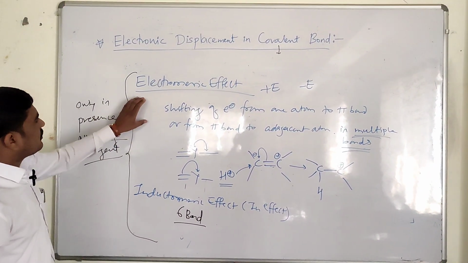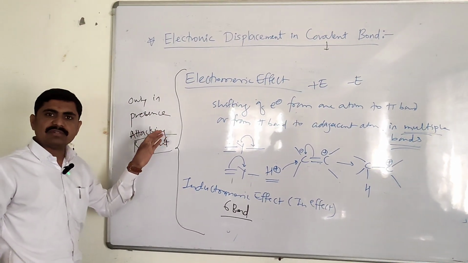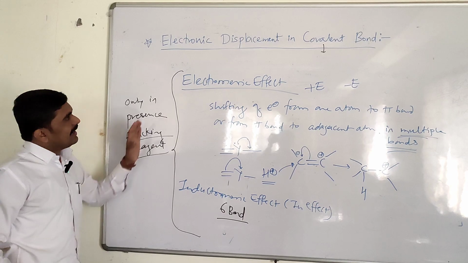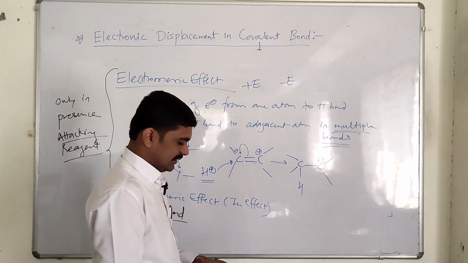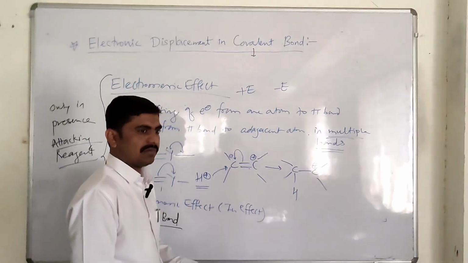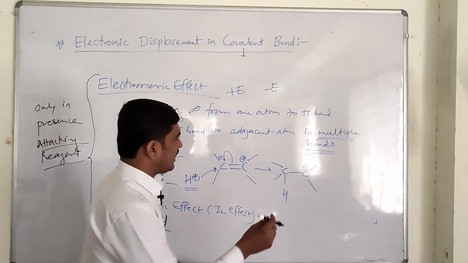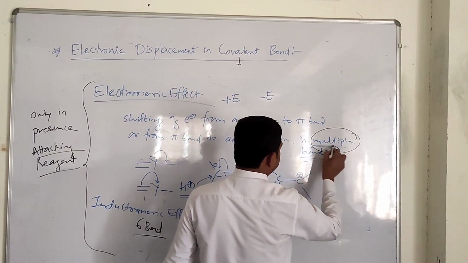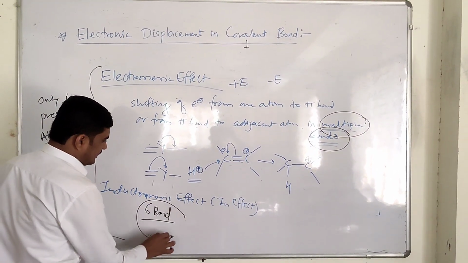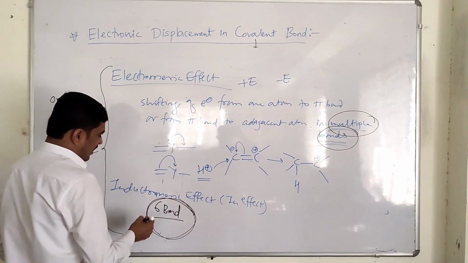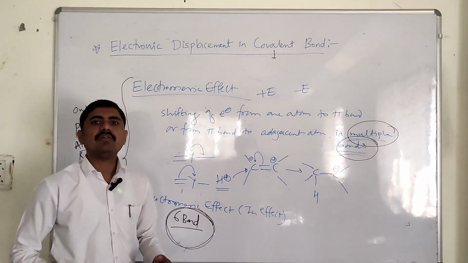So the electromeric effect and inductomeric effect are only shown by compounds in presence of an attacking reagent, and the electromeric effect is observed in multiple bonds. This is important, you have to remember it, particularly for NEET or JEE exams. This type of question may be asked. The inductomeric effect is observed in the sigma bond. So this is all about electronic displacement in covalent bonds.